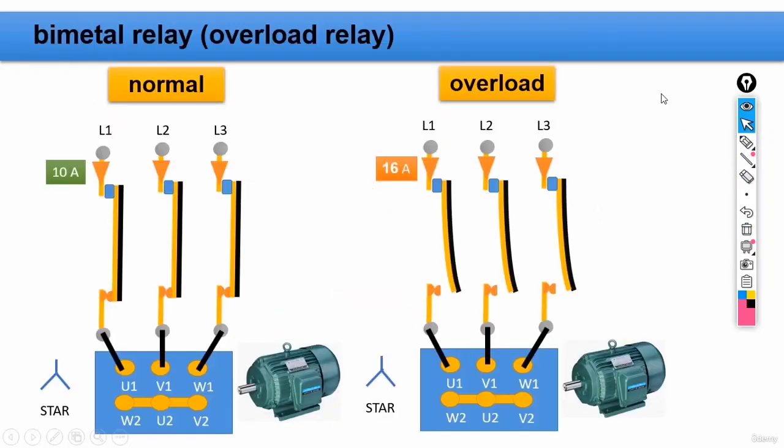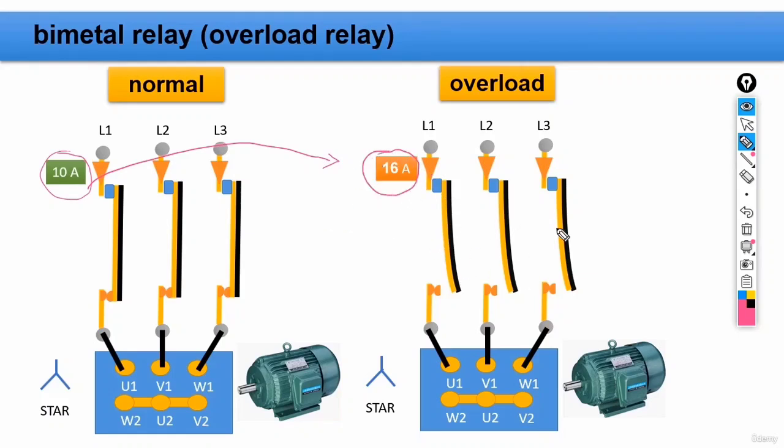Okay, let's see what exactly we got here. In the normal situation, the electrical current would be 10 amperes. And again, in the normal situation, we have three of these contacts set in the path of our electrical current, okay? Now, let's say the overload has happened. The electrical current has increased from 10 amperes to 16.